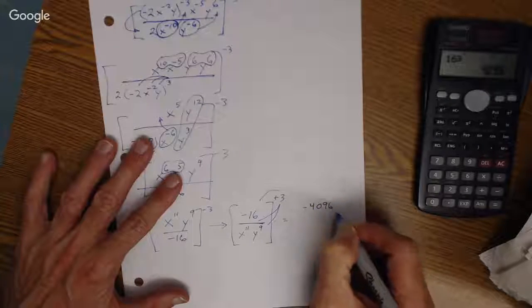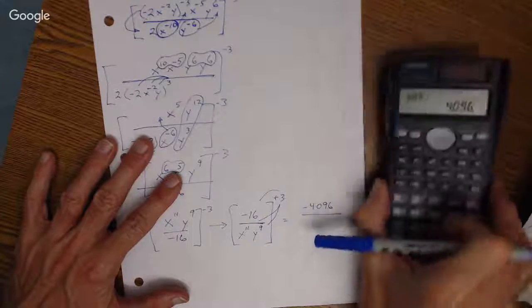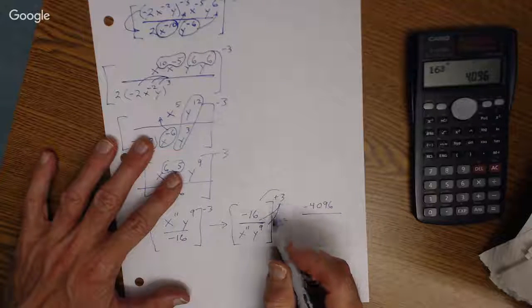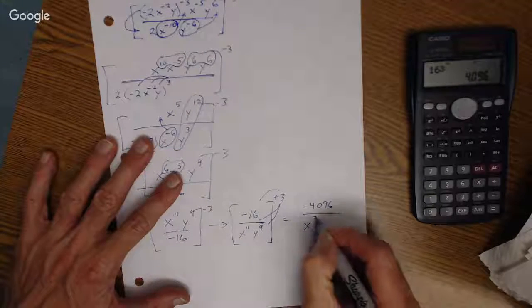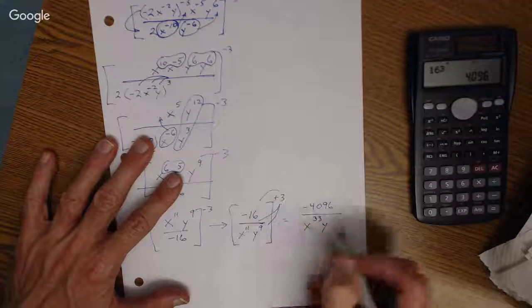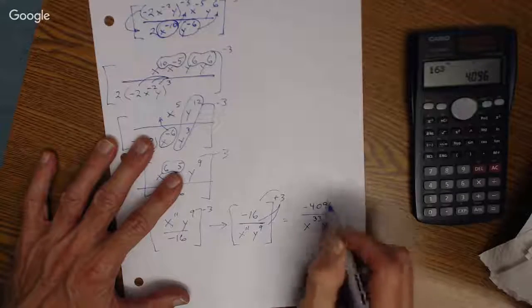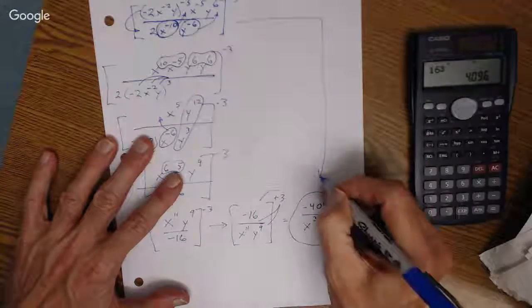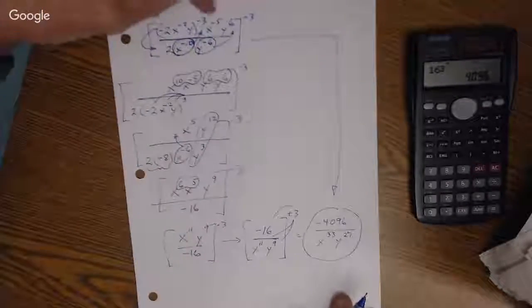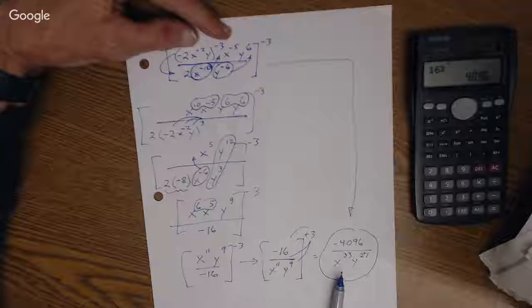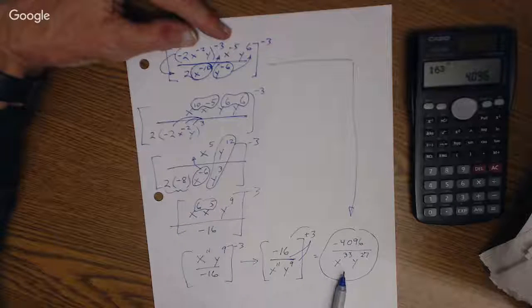So negative 4,096 divided by x to the 11th cubed. A power raised to a power, you multiply the exponents. So it'll be x to the 33rd, and 9 times 3 will be y to the 27th. So that whole big crazy exponent problem up here has turned into a lot simpler expression down at the bottom.